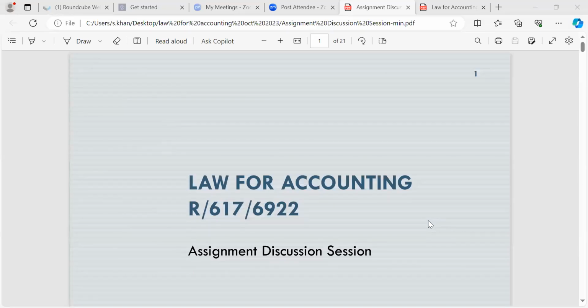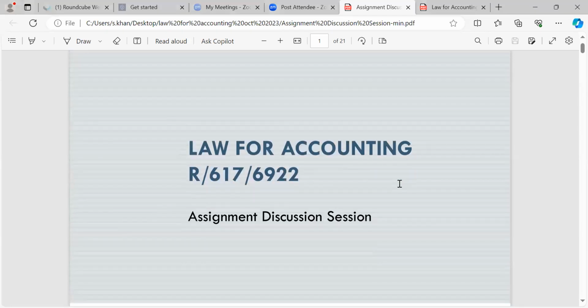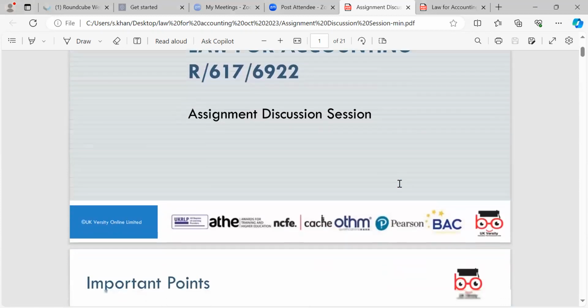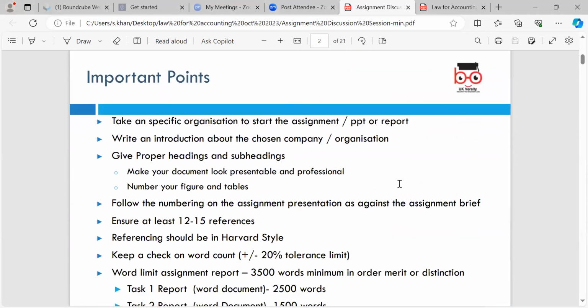Now this is the assignment session. So we've looked at the 4 learning outcomes, learning outcome 1, 2, 3, and 4. And now we've got to look at the assignment discussion. Okay, so you have 2 weeks to submit the assignment after the module is done. So this is the last session today. Okay, important points to consider.